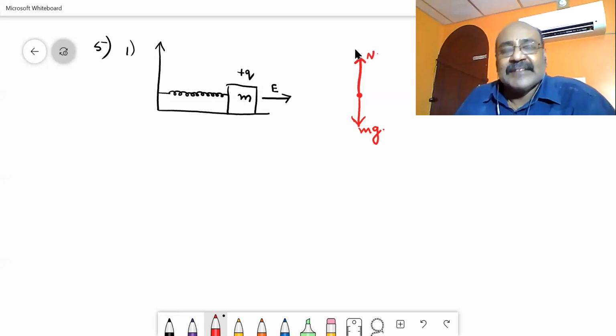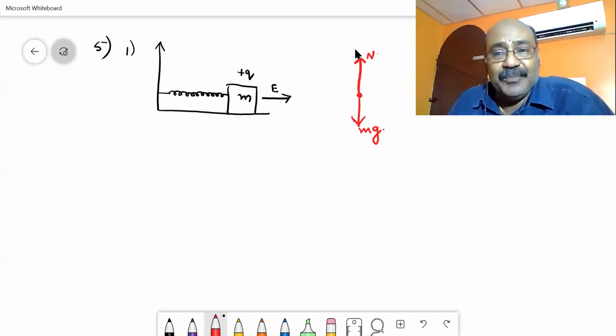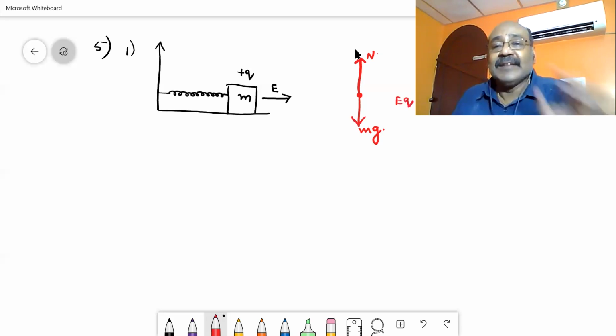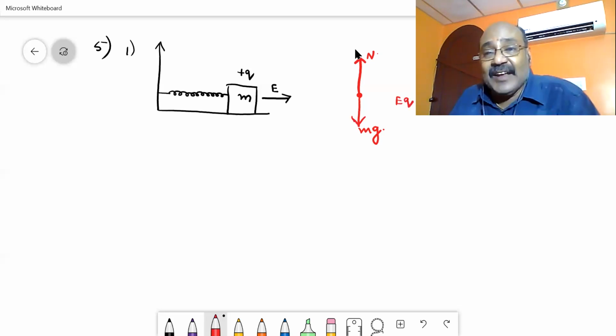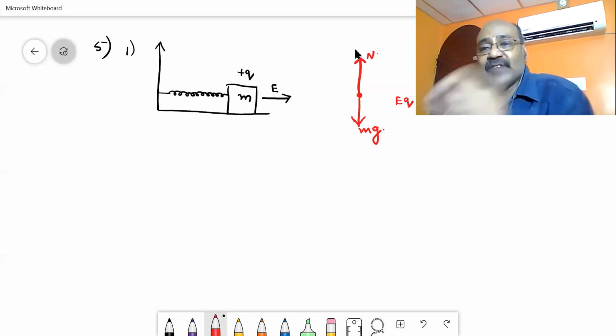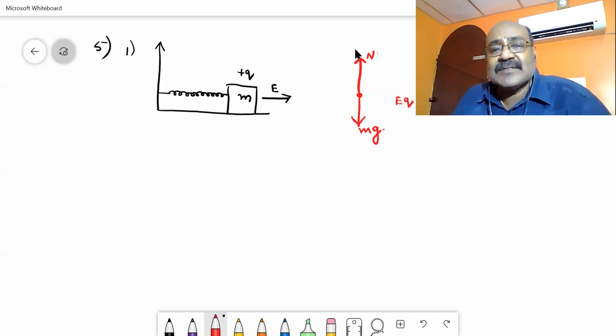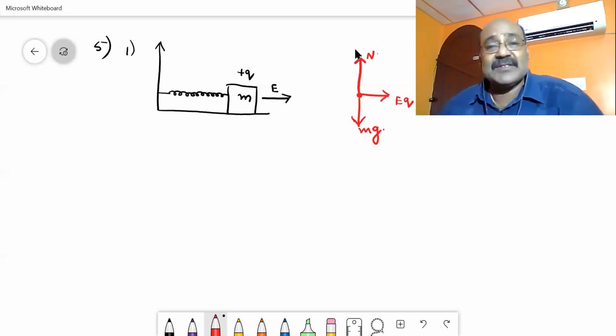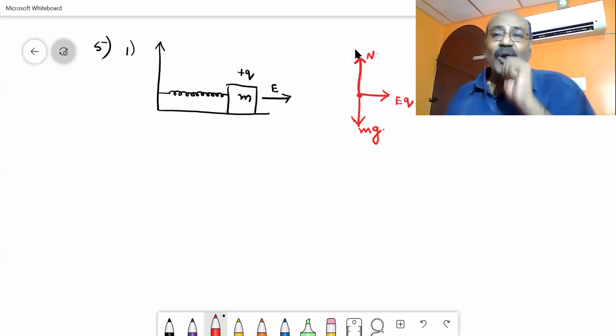Then, see, this block of mass m is having a charge plus Q. If it is having a charge plus Q, then a force is experienced on this charge, and the force experienced is considered to be E into Q. The force experienced on the positively charged particle will act in the same direction as that of the electrical field. So on this mass, the force due to the electrical field is acting towards the right side, or along the positive x-axis. Now what will happen?